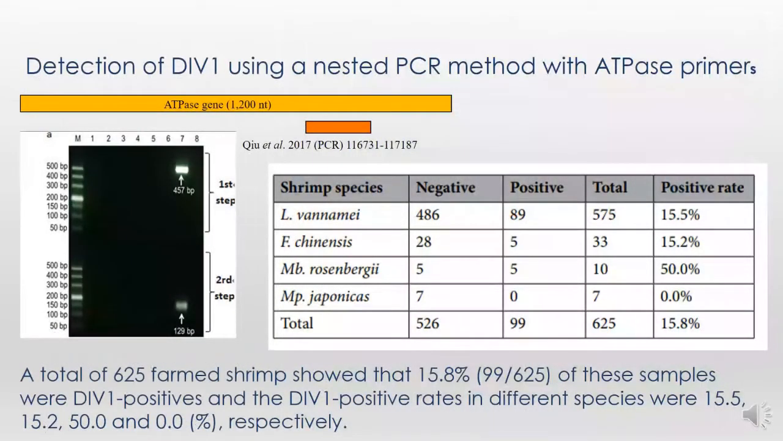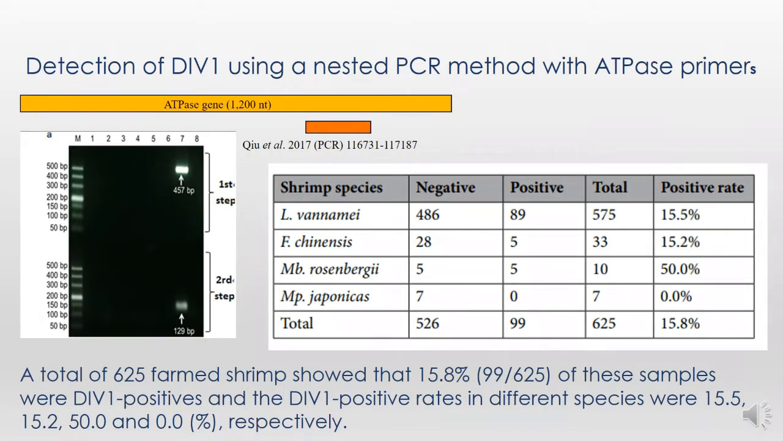The nested PCR for the DIV1 infection has been developed using this ATPase primer, and the inventor used it to screen these farm animals. They collected 625 farm animals, including Litopenaeus vannamei, Penaeus chinensis, Macrobrachium rosenbergii, and Macrobrachium japonicus. Oh, I'm sorry, the Penaeus japonicus.